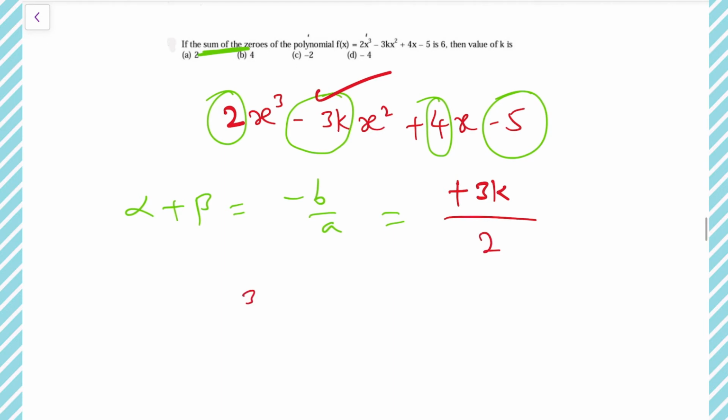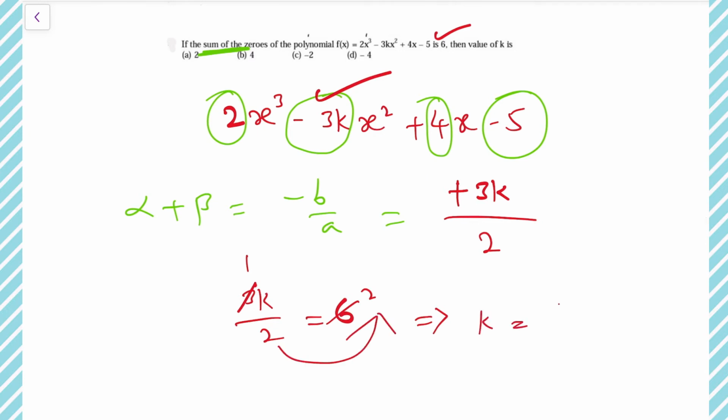So here 3k divided by 2 is given as 6. 3 ones are 3, 3 twos are 6, then our k is equal to, this 2 will come to this side and become multiplication, 2 into 2, 4 is the answer, that is option B.